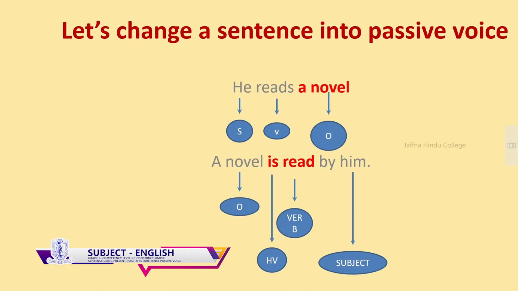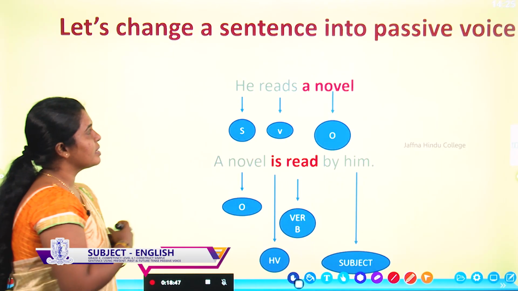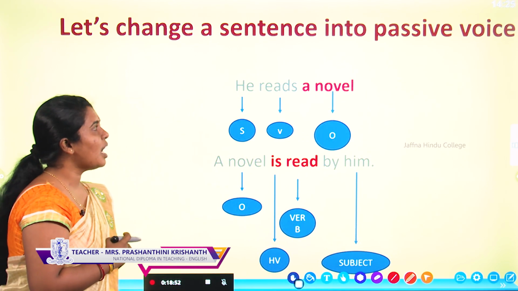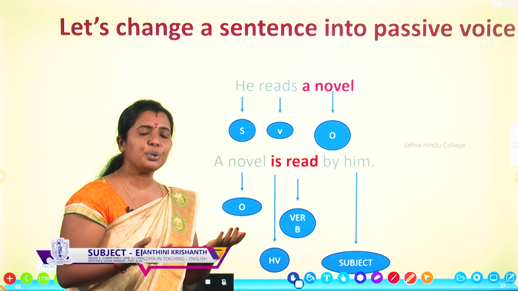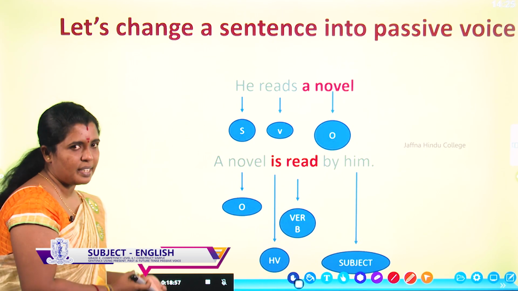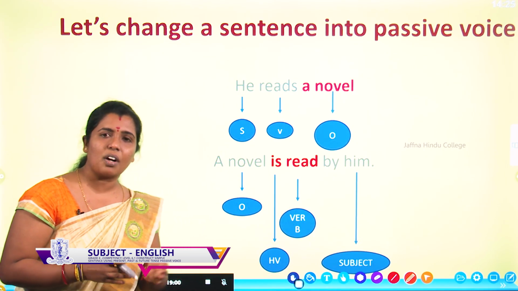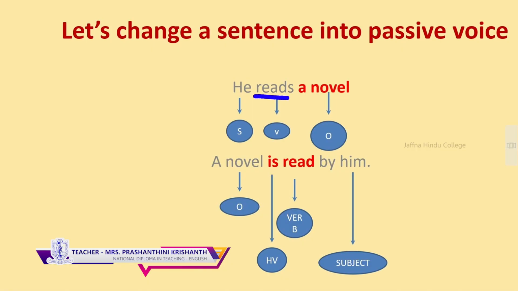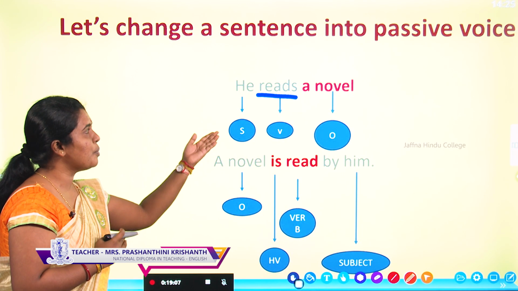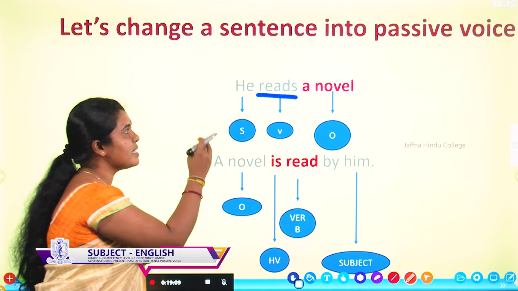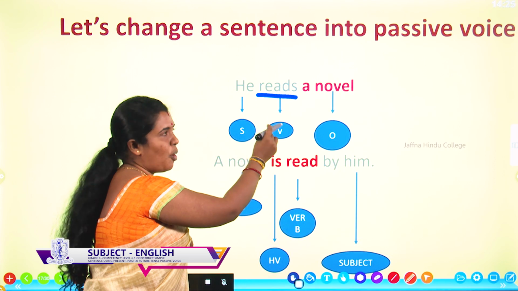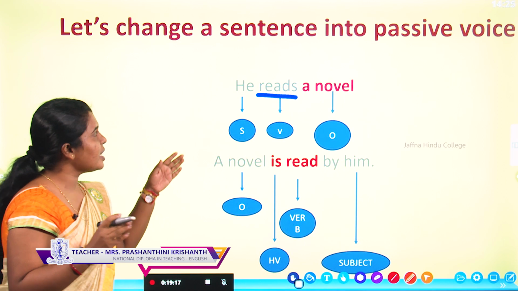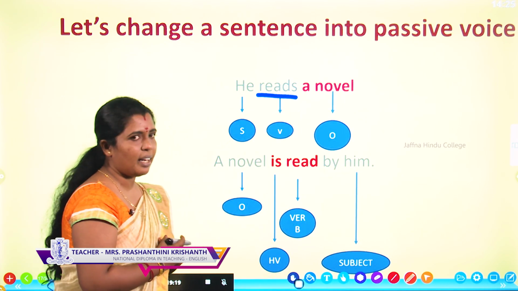Let's change a sentence into passive voice. Right. He reads a novel. Right? Now, there will be a doubt how to identify whether it is a present tense sentence or a past tense or a future tense. Simple tip, you have to identify the verb first. So, what is the verb? Reads. So, it is in the present form. So, it means this is a simple present active voice sentence. Right? He reads a novel.